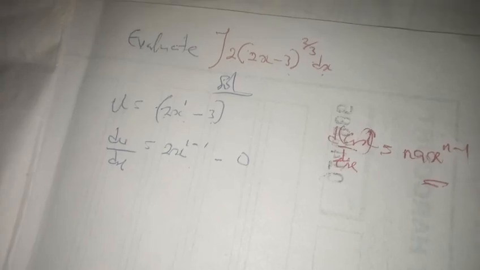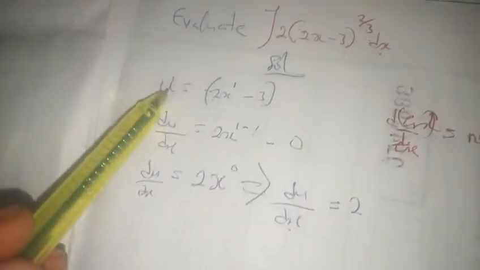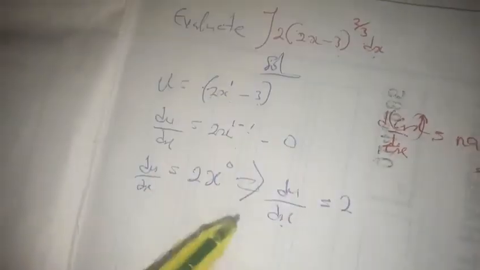So here we have du/dx is equal to 2, because 1 minus 1 is 0. So let's make it clear: du/dx is equal to just 2. So we've taken this, and we can now substitute. We have u, and let's make dx the subject of the formula. Here, making dx the subject, we have dx is equal to du over 2, cross multiplying. So we can now go into solving.